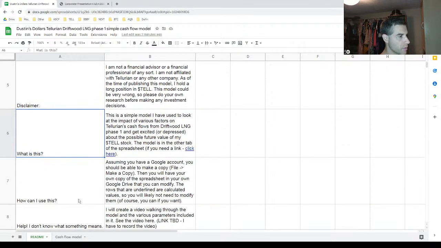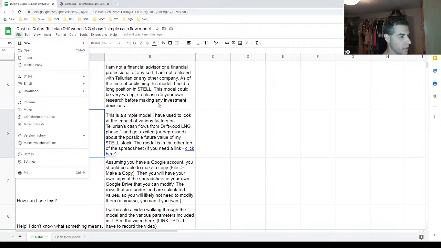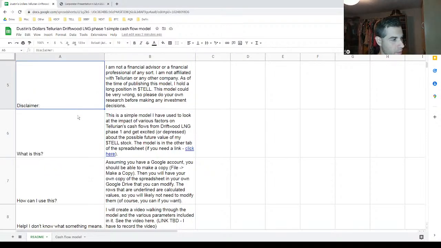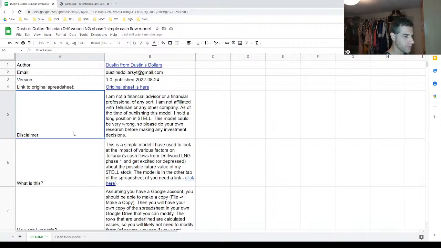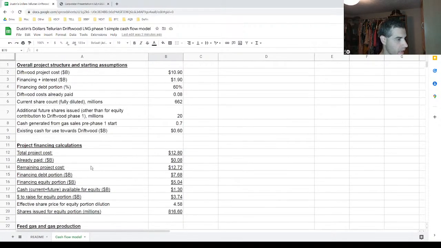But regardless, you ought to be able to open this up in a view-only mode and then go up to File and make a copy, and then you can save your own copy as long as you have, I think, a Google account. You can save it to your own Google Drive and then modify it to your heart's content from there. So the model is actually in the second tab here.